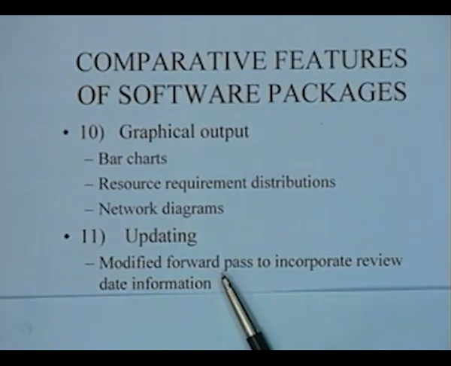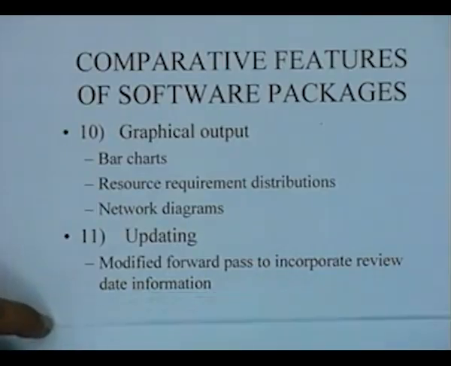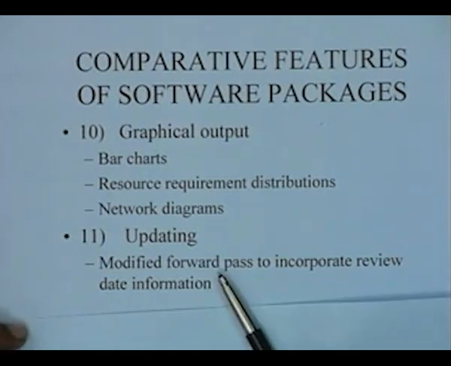And activities which have not been touched yet, their durations are as they were before, or if you feel at this stage that they are going to take more or less, you can take a revised estimate. With these revised estimates, if you just do a modified forward pass to incorporate the review date information, you will have updated information on the critical path and the forecast of the project completion time. Right? This is how you are going to compute it. So the question is, do packages have this kind of facility for updating? That is another feature of some of these packages.